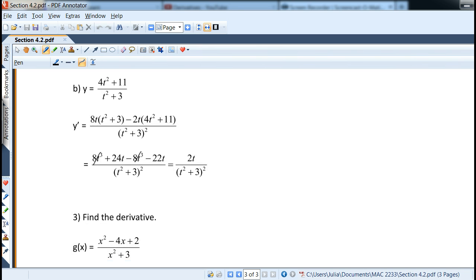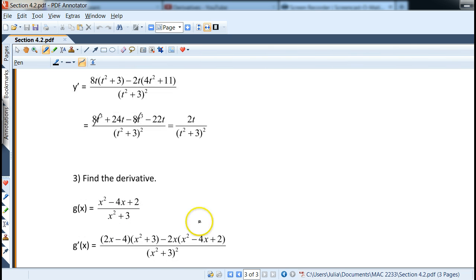Okay. In number 3, in this example, it's maybe a little bit more complicated because there's no symmetry, but we'll see how it works out the same exact way. Notice how the denominator, again, I write it squared right away, and then I work on the top. So again, the derivative of the top, now we'll have two terms, which will be 2x minus 4. Notice how I put it in parentheses because it's more than one term now, times x squared plus 3. And then derivative of the bottom is just, so it's minus 2x times x squared minus 4x plus 2.